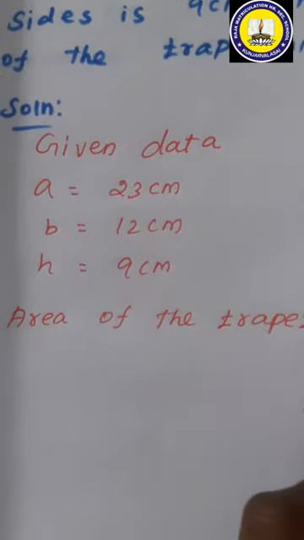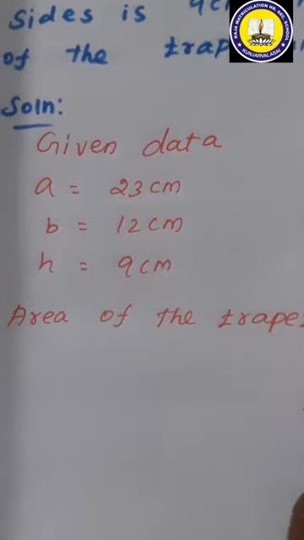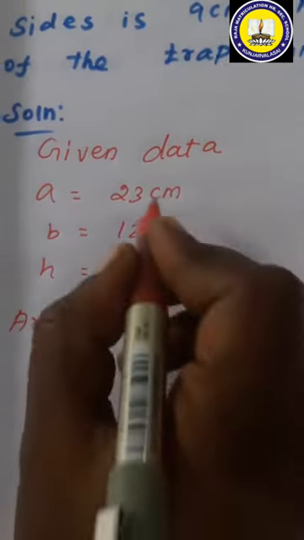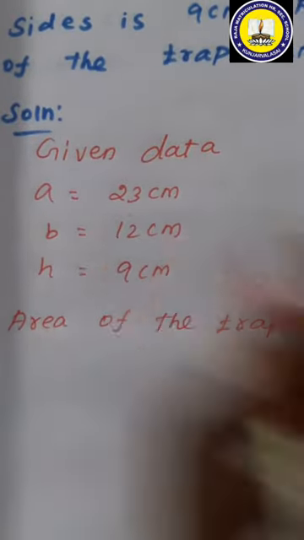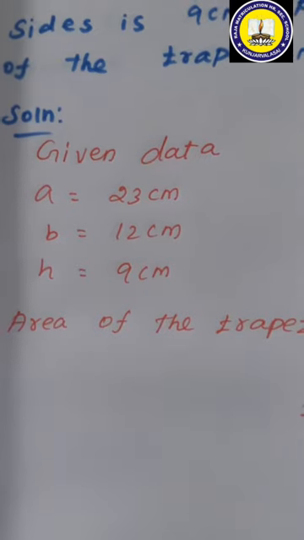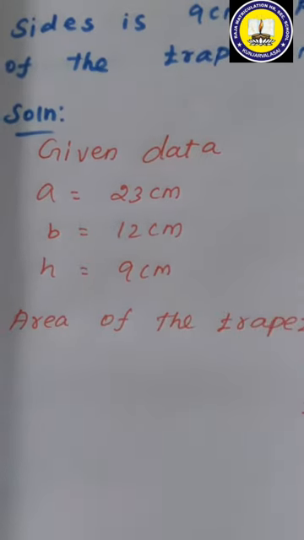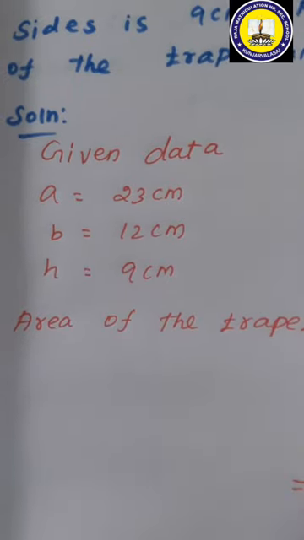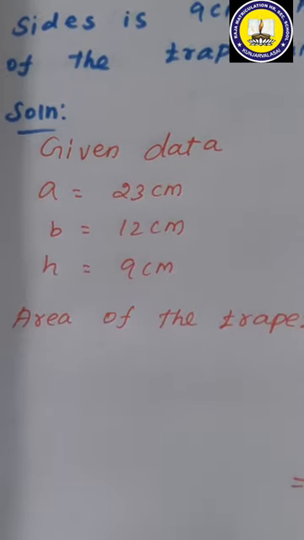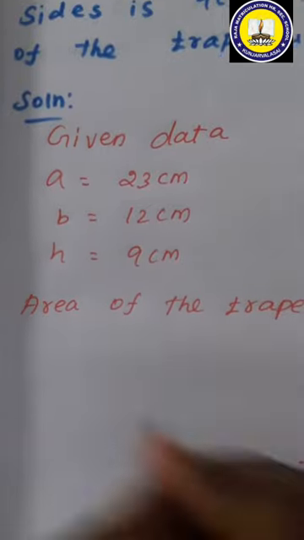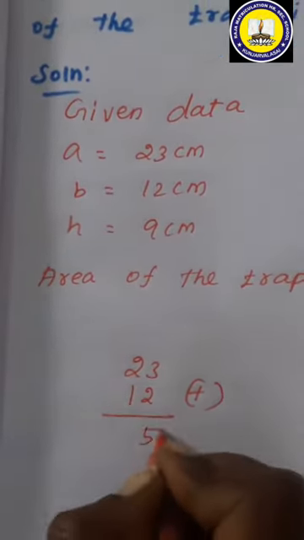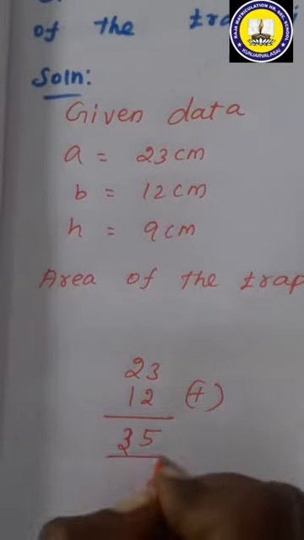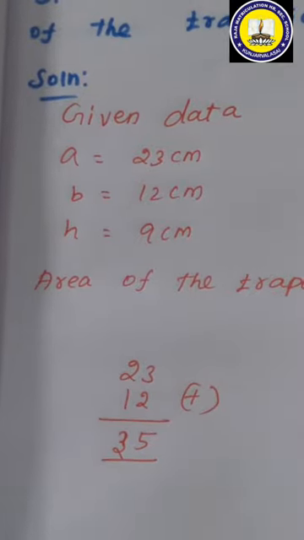Next, do the calculation. Half into the value of h is 9, into the value of a is 23 centimeter plus the value of b is 12 centimeter. Next step, half into 9 into the sum of 23 plus 12. Listen, 3 after 2 is 5, 2 after 1 is 3. So the answer is 35.